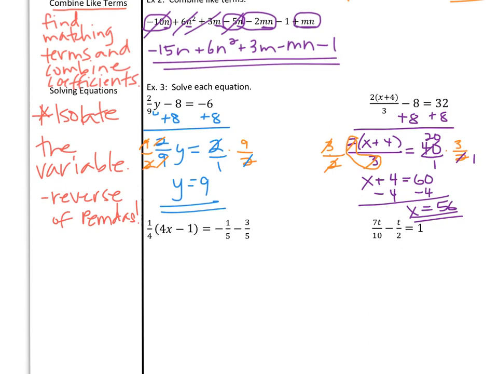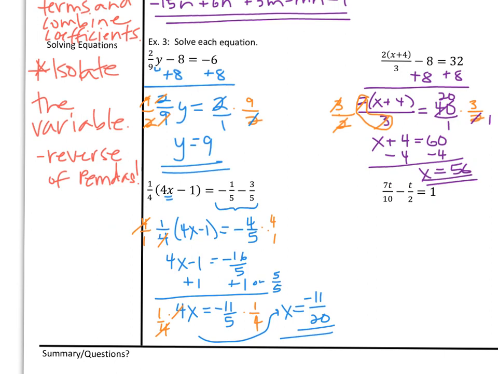See if you can get x by itself. Press play when you're done, and we'll see if we get a match. Well, how did we do? I got x is equal to negative 11/20. Notice it's not a decimal answer. It is in fraction form. On Savvas Realize, you will not be allowed to give a decimal equivalent unless it says so specifically in the directions. Let's take a look at what I did if you did not get negative 11/20.